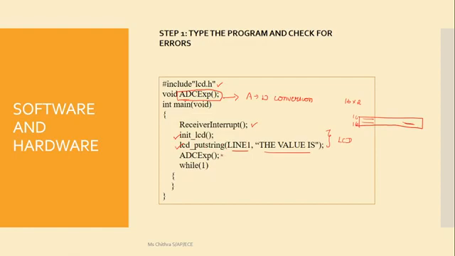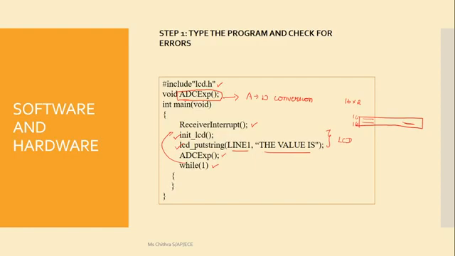The next is once again we call the function ADC experiment, because every time a temperature change is detected, the total process has to take place. That's why we have ADC experiment. And while(1) means it is an infinite loop. So the total execution goes on again and again for every change of temperature. This is about the programming.